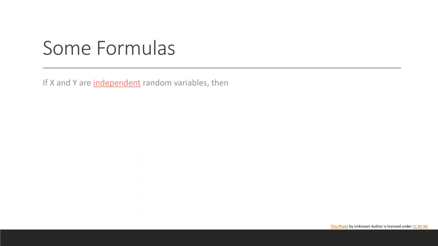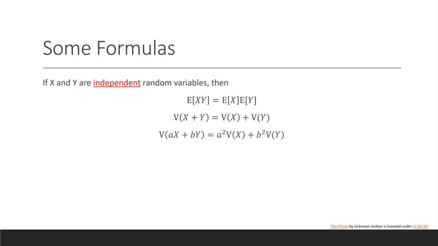Some formulas. If x and y are independent random variables, then the expected value of x times y, as we had hoped, is the expected value of x times the expected value of y. Moreover, the variance of x plus y is, in this case, the variance of x plus the variance of y. And if a and b are any real numbers, the variance of ax plus by is a squared, notice that squared there, times the variance of x plus b squared, notice again that squared there, times the variance of y.